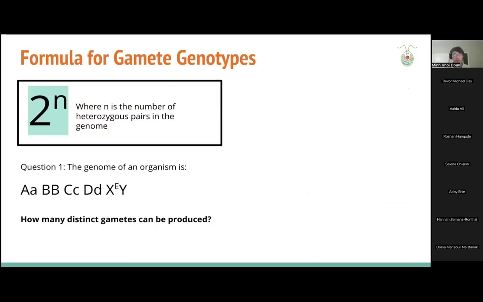So a really quick and useful formula for determining how many possible unique gametes can be formed is 2 to the power of n, where n is the number of heterozygous pairs in the genome. So we're going to be quickly covering an example of this. The genome of an organism is given below. How many distinct gametes can be produced? I'll assume you tried it out. So the answer for this one is 16 because there are 4 distinct heterozygous pairs. You might notice that there are 5, but big B is not heterozygous. Next slide, please.